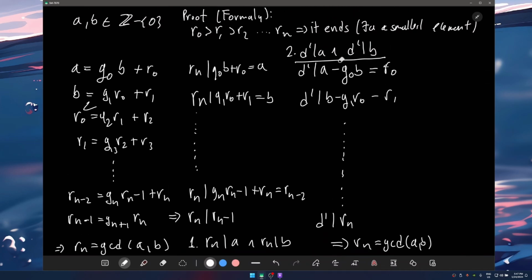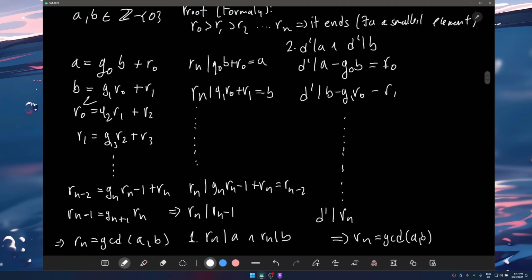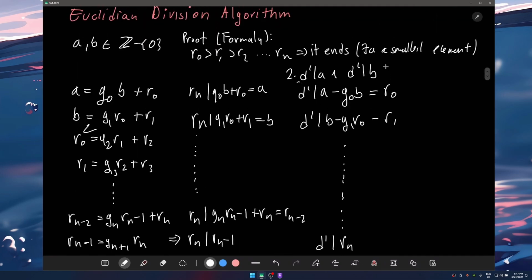And then formally we need to prove that for every other divisor D, D divides Rn, so Rn is the greatest common divisor. So let's suppose we have a D that divides A, a common divisor, and it divides B. Then because it divides A and B, it has a common factor you can pull out of A and B, so it divides A minus Q0 B, which is equal to R0, so it divides R0.